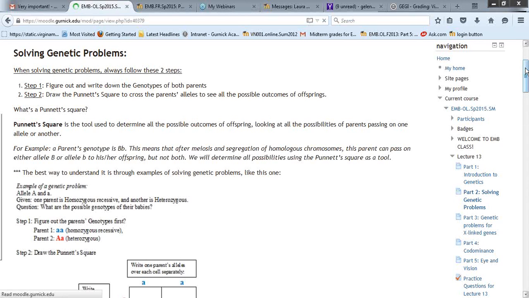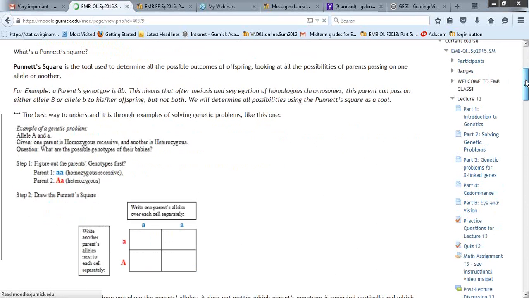The next step is you're going to draw the Punnett square. The Punnett square is this box where you're going to put the alleles. You're going to separate the alleles of one parent horizontally and the alleles of the other parent vertically.